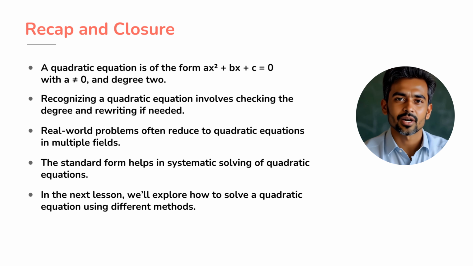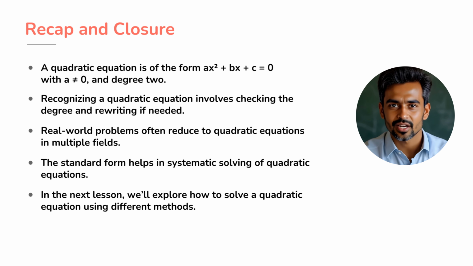Let's quickly revise what we've learned about quadratic equations. A quadratic equation is any equation that can be written in the form ax² + bx + c = 0 where a is not equal to 0. We practiced recognizing them even when they don't appear in standard form. We saw examples, rewrote equations, and even connected them to real-life scenarios in science and economics.